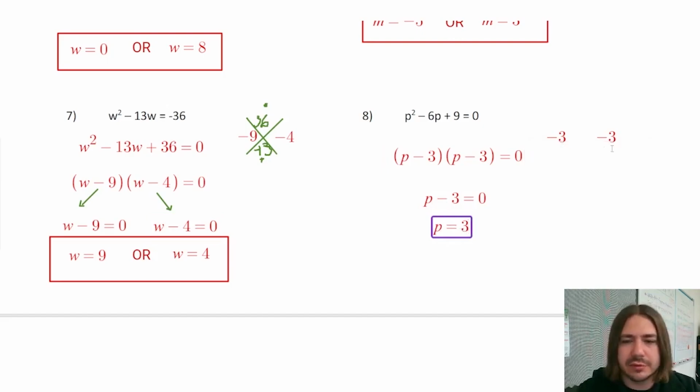All right, well, we just lost all of that somehow. I'm not sure where all the X stuff went. But yeah, so we just get p equals 3.